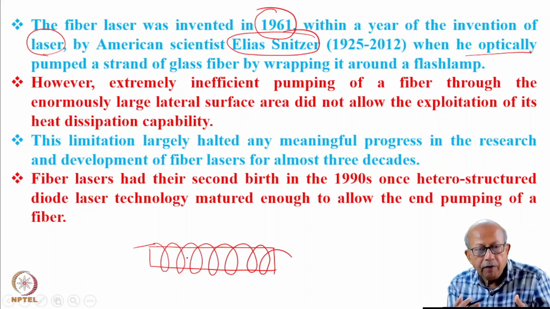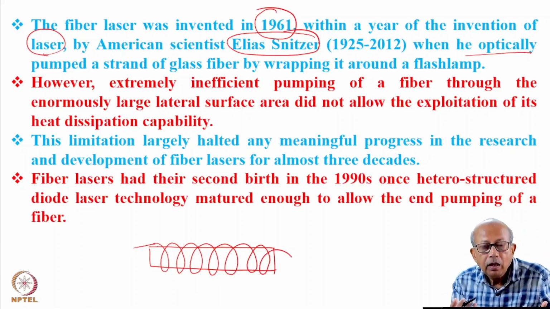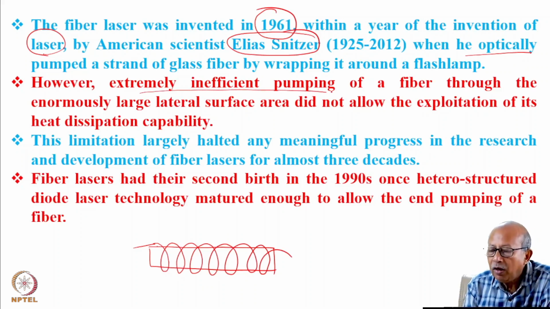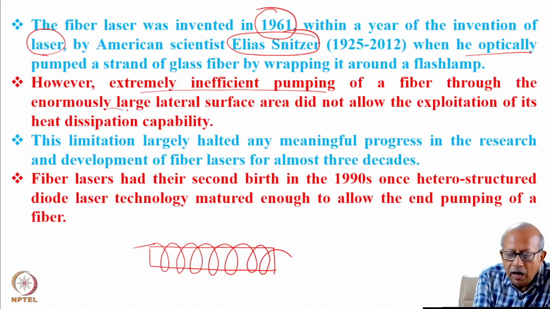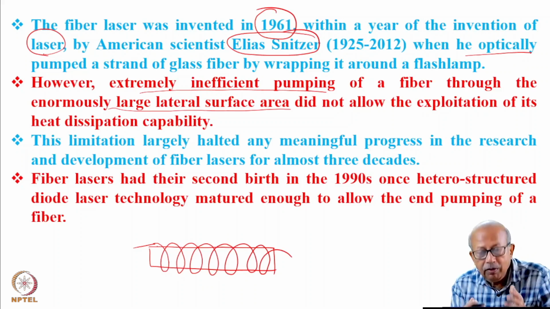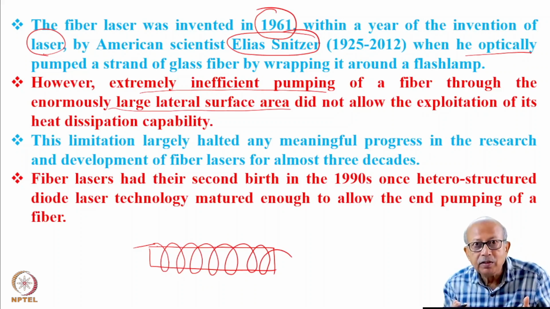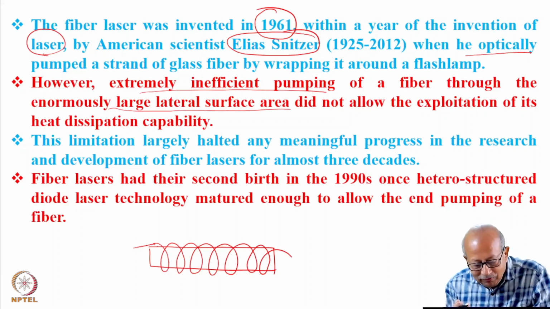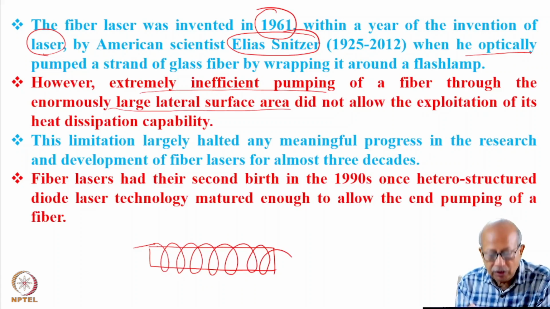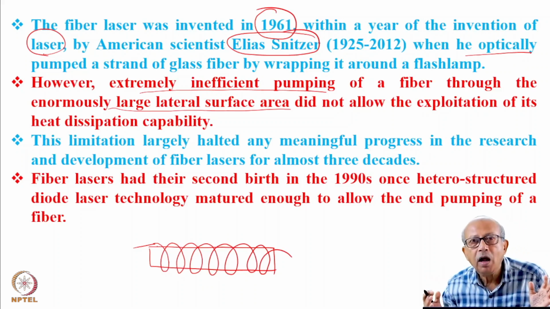So as the flash lamp emits light, it will actually enter this fiber through its side. However, this is extremely inefficient pumping of a fiber through this enormously large lateral surface area. Its surface area is extremely high because deliberately we have increased the surface area to increase its heat dissipation capability. But this poses a problem, because side pumping becomes very inefficient because its surface area is so enormously large.